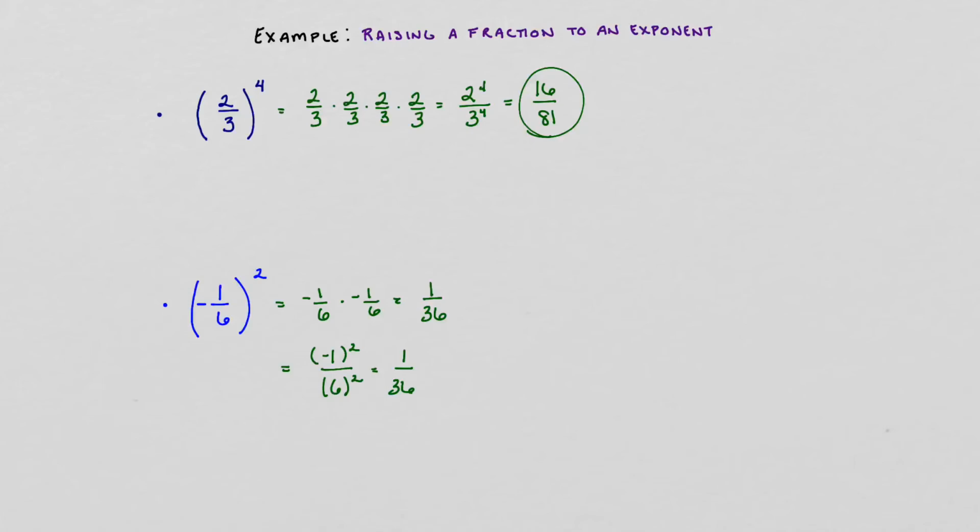Just to clarify, when you have a negative in front of a fraction, it's either going to be attached to the numerator or it's going to be attached to the denominator. You get to decide which one. Just make sure that that negative does not go to both numbers. So maybe if you wanted to, you could instead write this as 1 squared all over negative 6 squared. And again, we'll see that we still get 1/36.